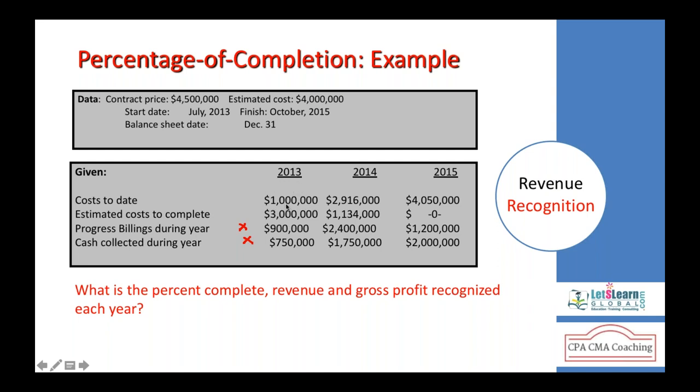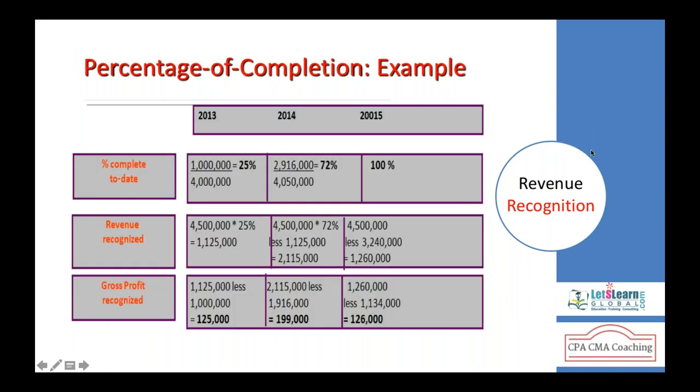Estimated cost to be completed and cost incurred to date. So cost incurred to date in 2013 is 1 million, divided by cost incurred plus cost yet to be incurred. That is 1 million divided by 1 million plus 3 million, that is 4 million, times 100, giving you 25%. So revenue to be recognized in the first year is 4.5 million contract price times 25%, that is 1,125,000.